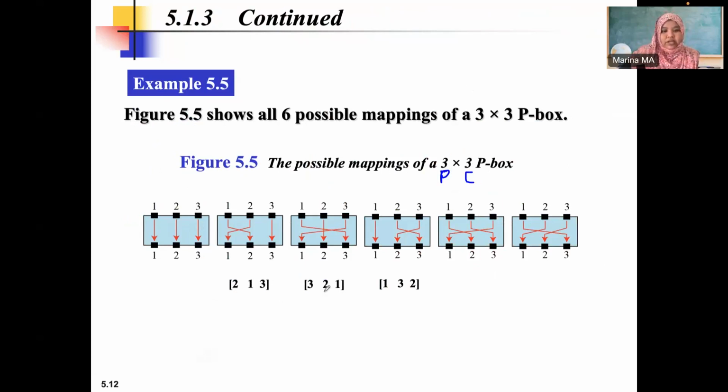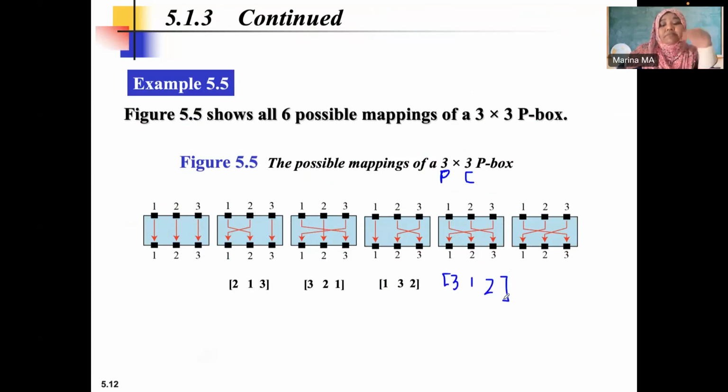It can be 213. How do I get 213? Where does it come from? The first ciphertext comes from 2. The second ciphertext comes from 1. The third ciphertext comes from 3. Again, one more time. The first ciphertext comes from 3. The second ciphertext comes from 2. The third ciphertext comes from 1. Okay, why don't you try this? The first ciphertext comes from 3. Second ciphertext comes from 1. Third ciphertext comes from 2. So these are the keys.